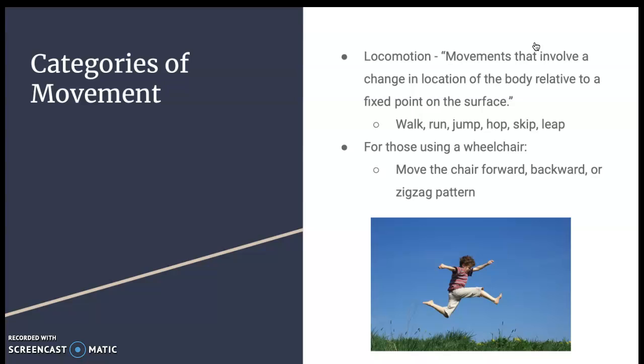Locomotion is the second category and is defined as movements that involve a change in location of the body relative to a fixed point on the surface. Examples of this include movements like walking, running, jumping, leaping, skipping, things like that. For the individual who uses a wheelchair, locomotor skills would look different, but are equally important and effective. They can do things like moving a chair forward or backwards or in a zigzag pattern.